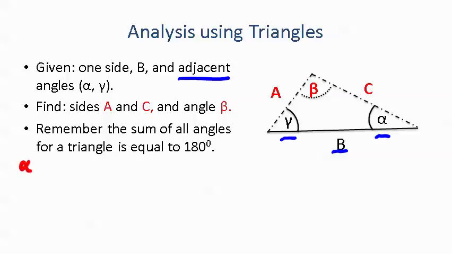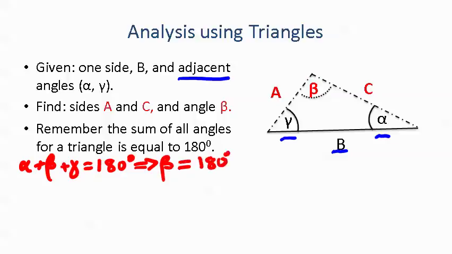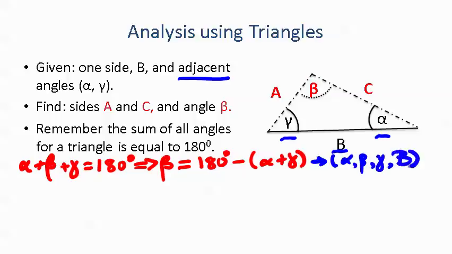We have angle alpha plus beta plus gamma equals 180 degrees. From here, we can solve for the unknown angle beta. And beta will be 180 degrees minus the sum of alpha plus gamma. So at this stage, we know all the angles, alpha, beta, gamma, and one of the sides, side B.